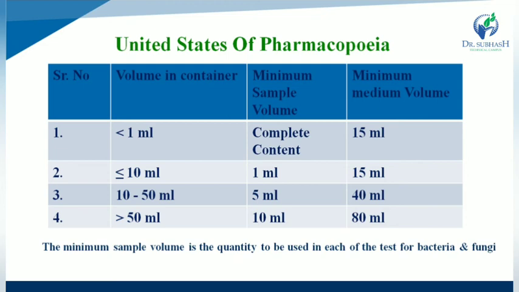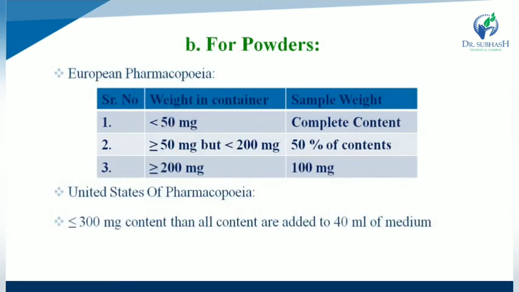What is the minimum sample volume? That is the quantity to be used in each of the tests for bacteria as well as fungi. So, minimum sample volume is the quantity that is particularly used in each of the tests for bacteria and fungi. Next one is for powders.